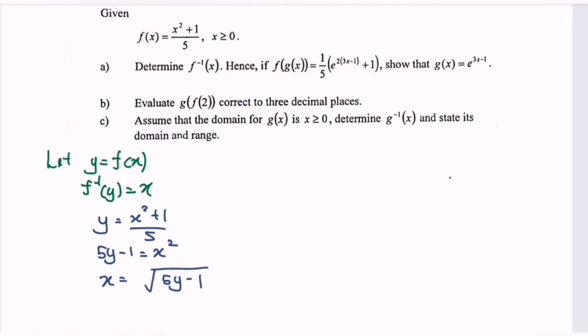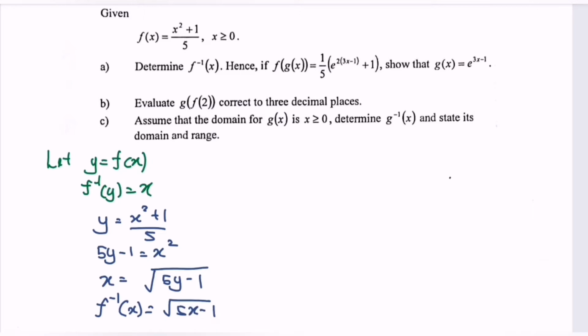Here we have the positive and negative square root, but referring to the domain, x is greater than or equal to 0. That's why we only select the positive square root of 5y minus 1. So finally, the f inverse of x is equal to the square root of 5x minus 1. So that is the f inverse.